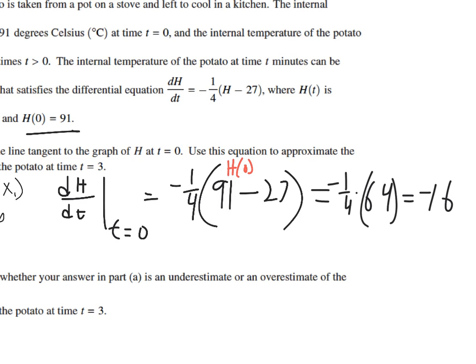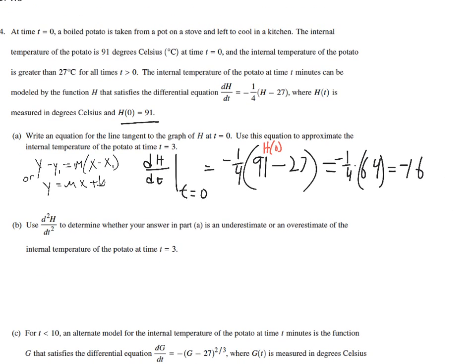So remember, that is the slope that we just found. So you got to find the slope. That's the slope of the tangent line. So y equals negative 16x plus 91. All right, so that's the tangent line. So now we're asked to use that to approximate the internal temperature at t equals 3.